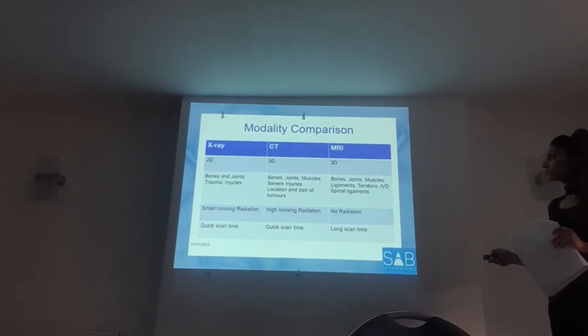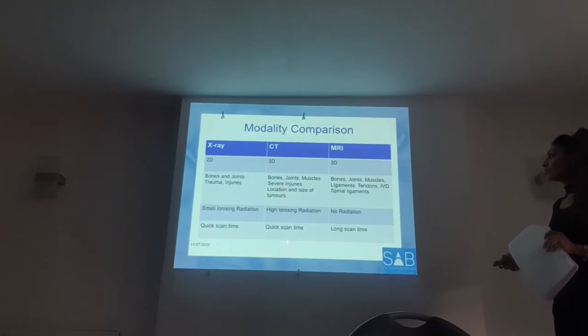You've got a small ionizing dose with x-rays, a bit more with the CT, and no radiation at all with MRI. X-rays are very quick, literally within minutes, depending on what part of the body is being x-rayed, about 10 to 15 minutes max, and there are long scan times with MRI.